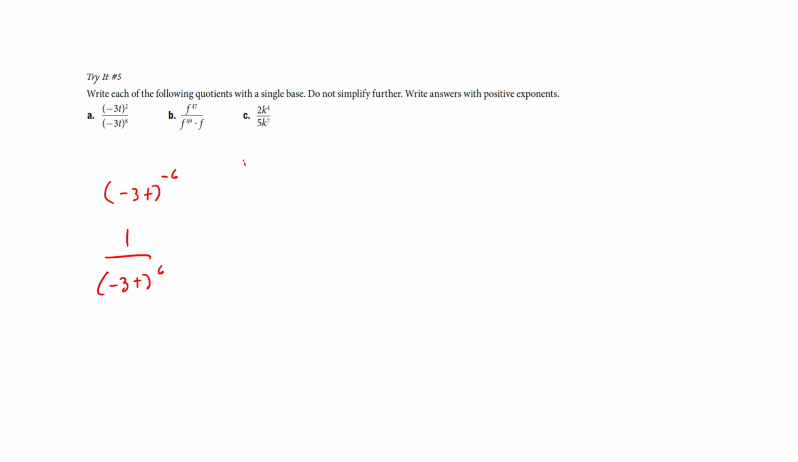So here I've got f to the 47th over f to the 50th. You see there's really one of them there. I could add those up. So if I subtract them, I get f to the negative 3. Move that to the bottom to make it a positive. Okay, here I get 2.